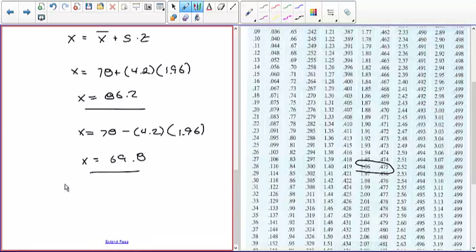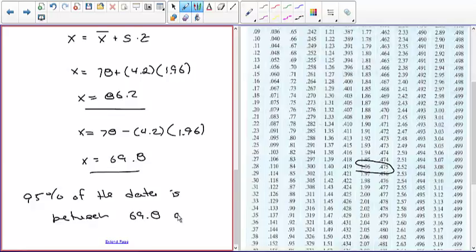So what I can say is that 95% of the data is between 69.8 and 86.2.